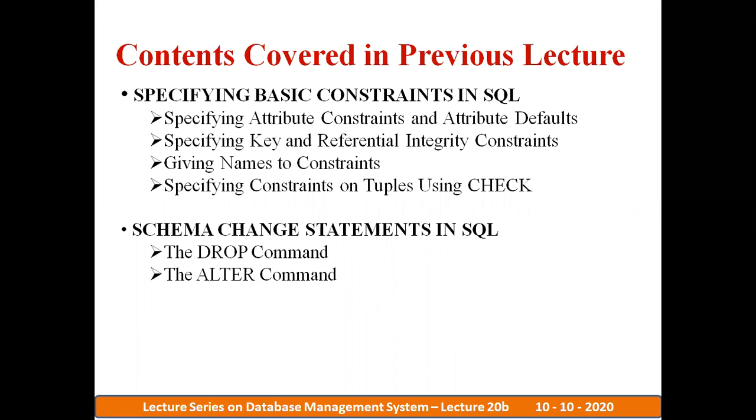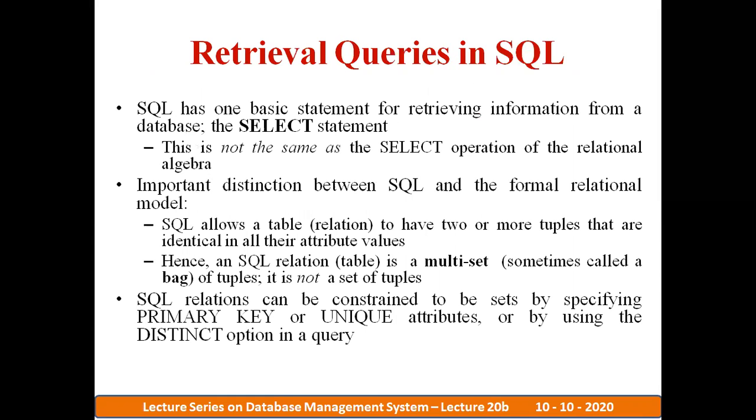Now the second one is the alter command. The alter command is used whenever you are modifying the base table. Modifying the base table means either you are adding a column to the base table, removing a column from the base table, or changing any constraint that is defined on the table. These modifications are done by using the alter command. Okay, so these are the things we discussed in the previous lecture. In today's class we are going to see how to write basic SQL queries.